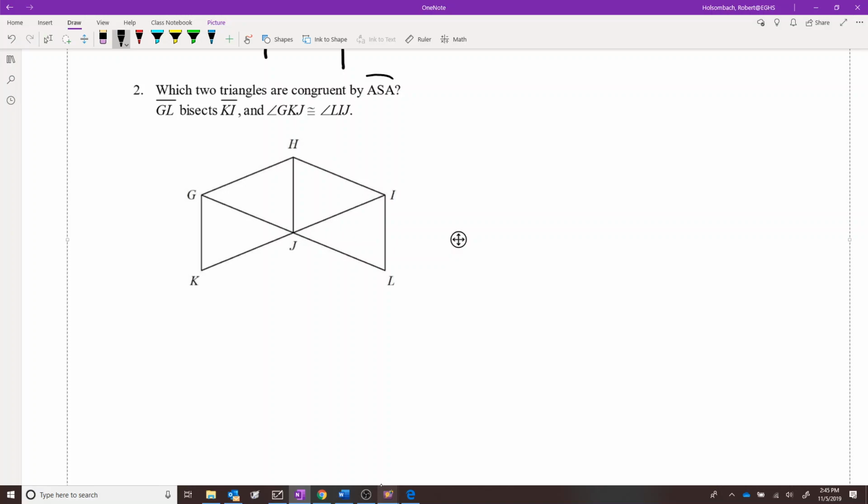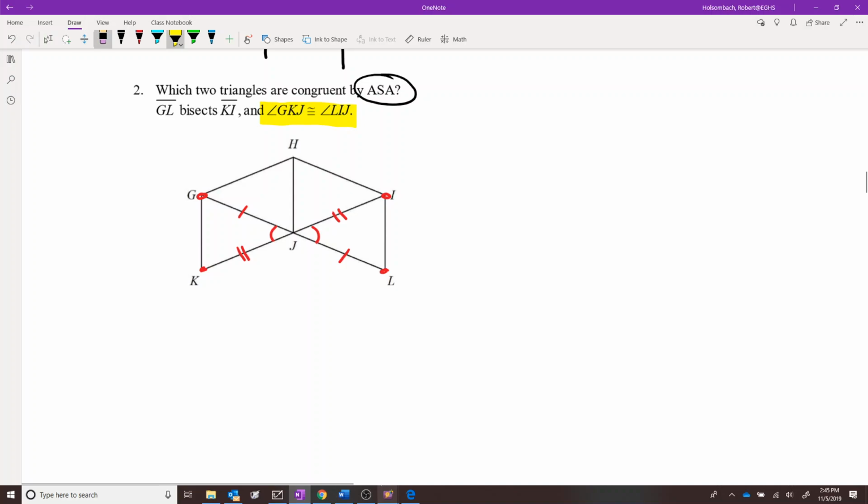Which two triangles are congruent by angle, side, angle? GL bisects KI. G to L bisects K to I. If the segments bisect each other, then G to J is congruent to J to L, and K to J is congruent to J to I. Again, these vertical angles in here around point J, this angle is congruent to this angle. You're also told in your description that angle GKJ is congruent to LIJ.